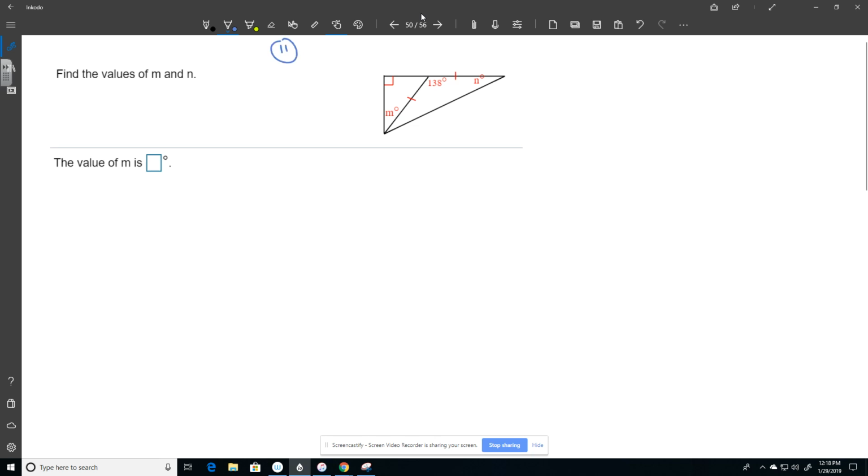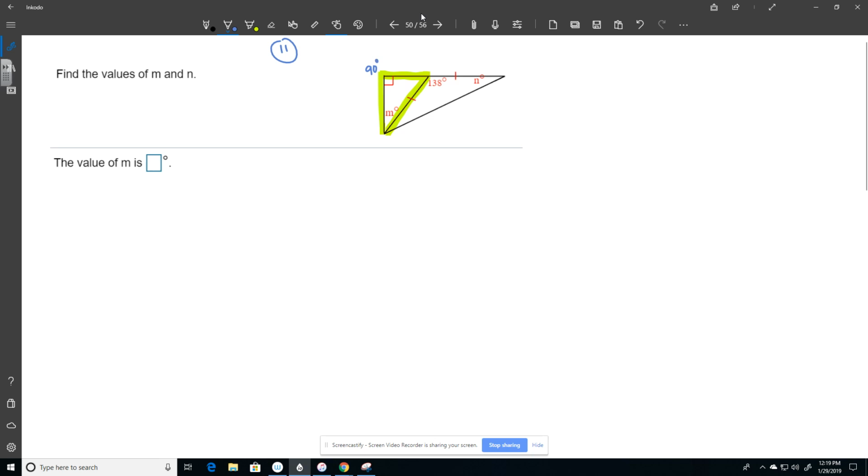This is one of my favorite questions on the test. Actually, it might be my favorite question on the test because it gives you this picture that looks like one big triangle. But to solve it, we actually need to look at the two little triangles. And the first triangle I'm going to look at is this one right here, because I need to figure out M.